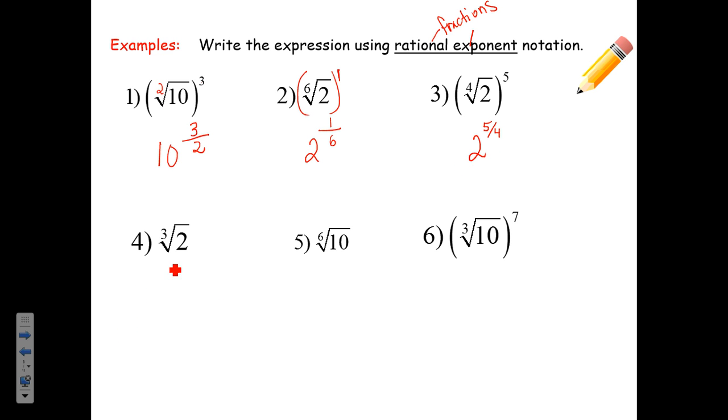Make sure you're writing these down. The cube root of 2 would be the same thing as 2, and this is raised to the 1st power, okay, to the 1/3. The 6th root of 10 would be 10 to the 1/6 power. And number 6 would be the cube root of 10 to the 7th power would be 10 to the 7/3 power. And so that's taking radical to rational. And you need to be able to go back and forth, radical to rational, rational to radical.